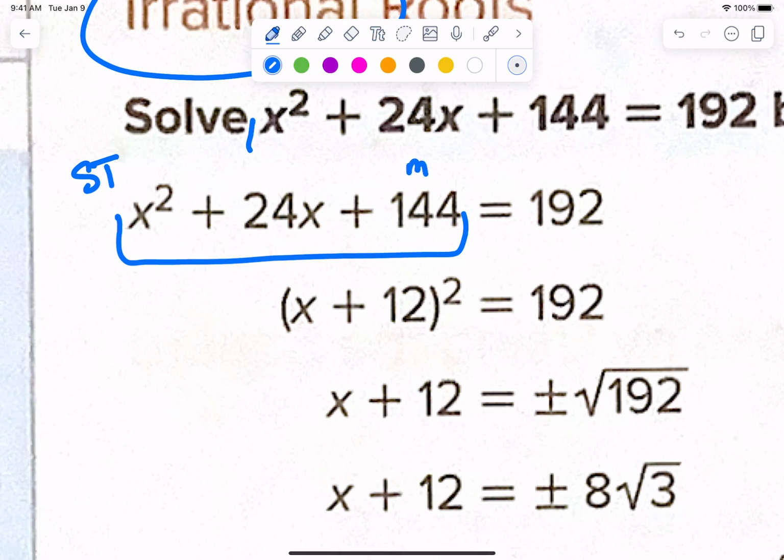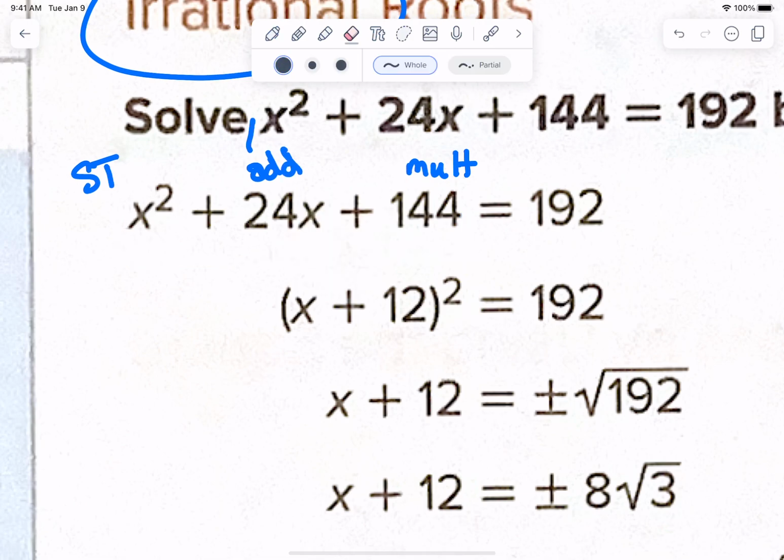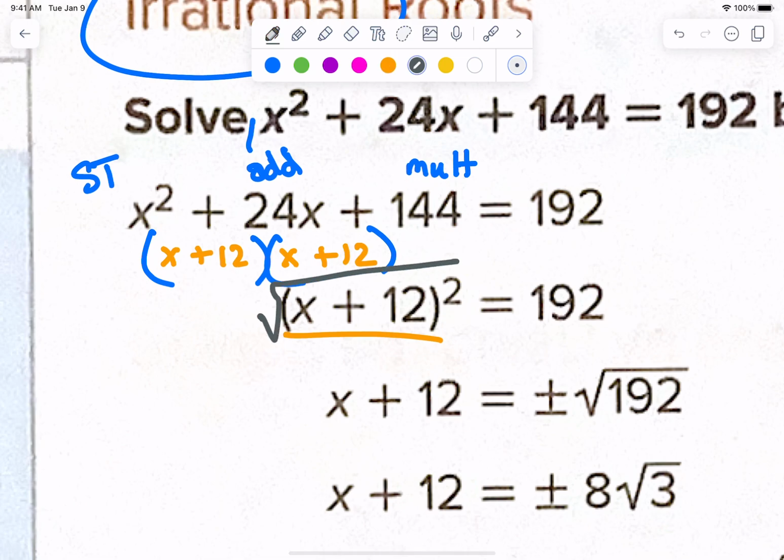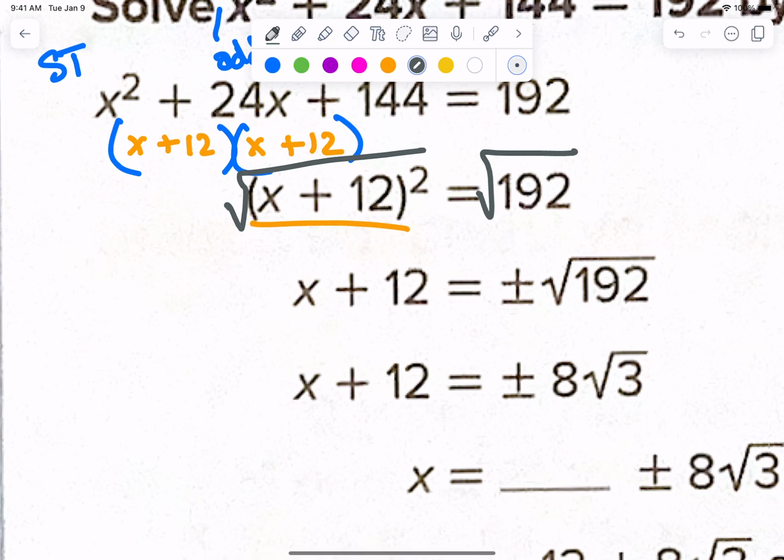I want to multiply to give me 144, but when I add them, give me 24, right? So multiply to get 144, add to get 24. Sienna just said it. Or she's like cheating and looking at the steps below. No, you weren't. Okay, that's fine. X plus 12 and X plus 12, right? Positive 12 and positive 12. So then I can write that as X plus 12 squared, yeah? Now at this point, I take the square root. The square root of X plus 12 squared is just X plus 12, and the square root of 192 is, don't forget the plus and minus.